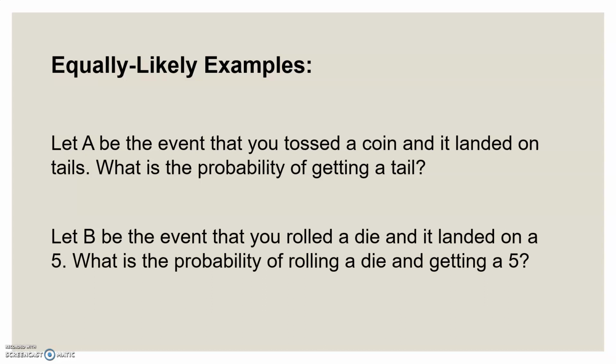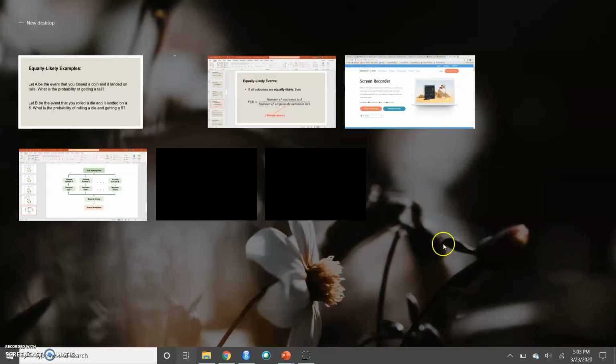Our second example is, let B be the event that you rolled a die and it landed on a 5. What is the probability of rolling a die and getting the number 5? Again, we know intuitively that the probability of getting the number 5 is 1/6 because each number has an equal chance of occurring. But we're going to actually demonstrate how we can use the formula to solve these answers. And again, we're going to begin with very simple examples and then we'll move on to harder examples.